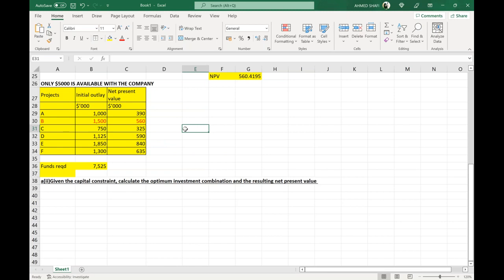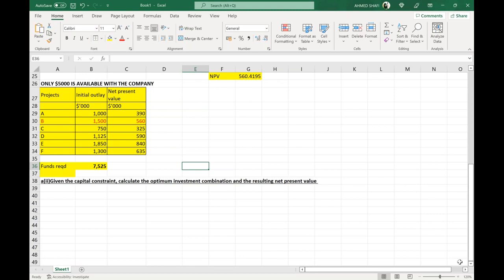A, B, C, D, E, F, all projects have a positive NPV, right? So your wish would be taking all projects. If a company has all opportunities with positive NPV, it should take them. But the funds available are only 5,000 and you need 7,525. This is what we mean when we say we are facing capital rationing. And in capital rationing, you should accept one thing: it is not possible to take all projects.